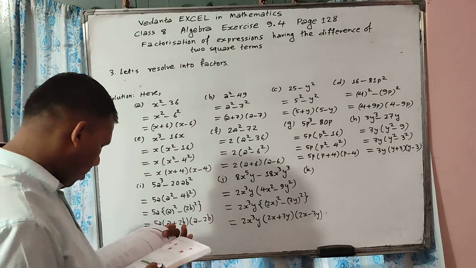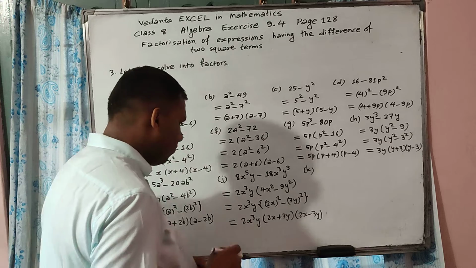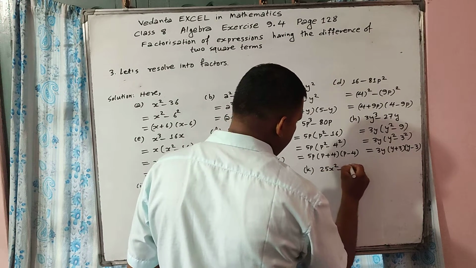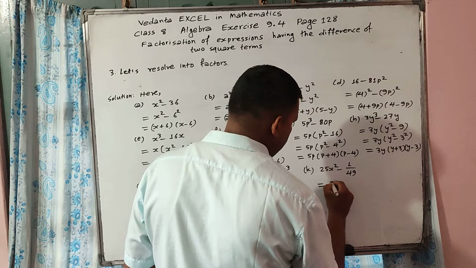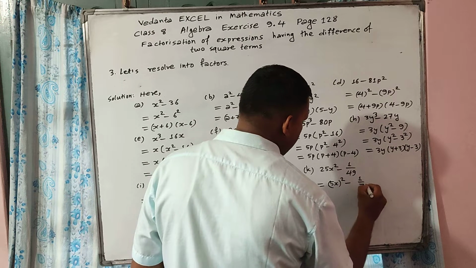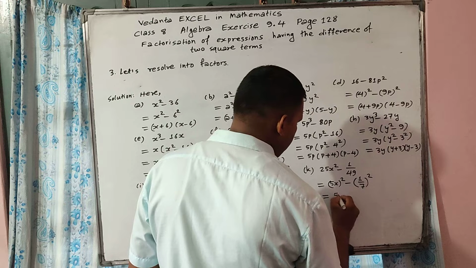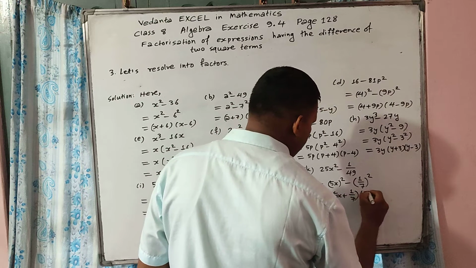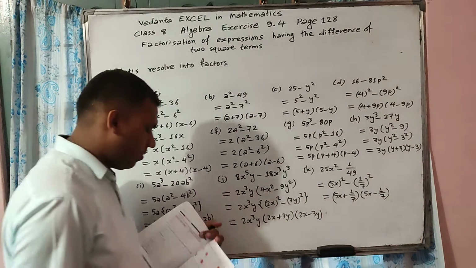On K, we have 25x square minus 1 by 49. This is equal to (5x) whole square minus (1 by 7) whole square. This is equal to (5x plus 1 by 7) into (5x minus 1 by 7).